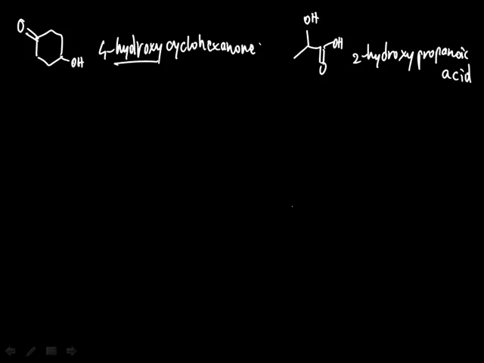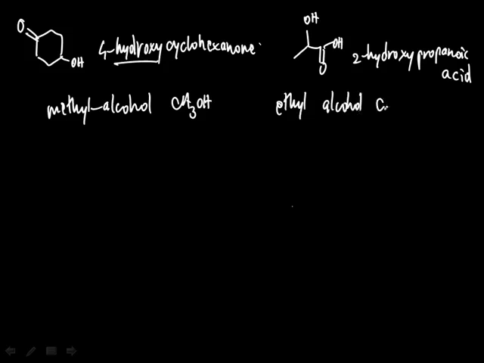Very often alcohols still use their common names, and they're simply named as alkyl alcohol. So methyl alcohol will be synonymous with methanol. Ethyl alcohol will be synonymous with CH3CH2OH. Methyl and ethyl alcohol have even more common names. Methyl alcohol is called wood alcohol, and ethyl alcohol is called grain alcohol because of their sources.